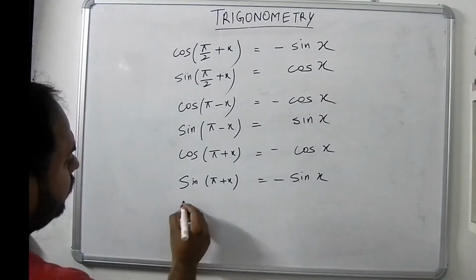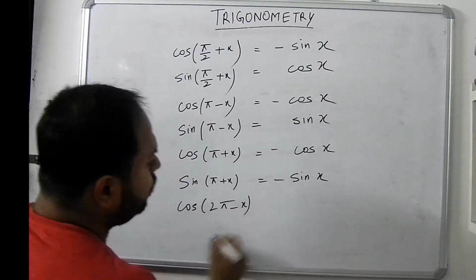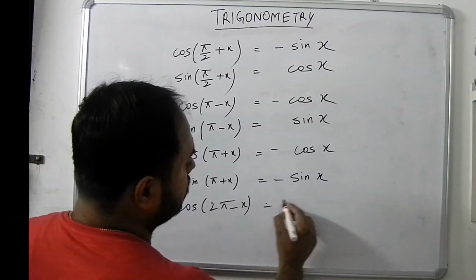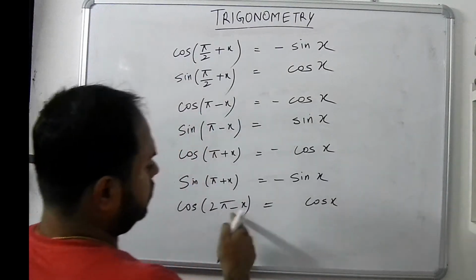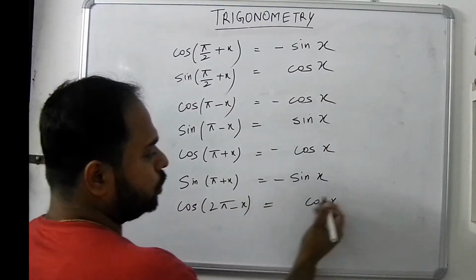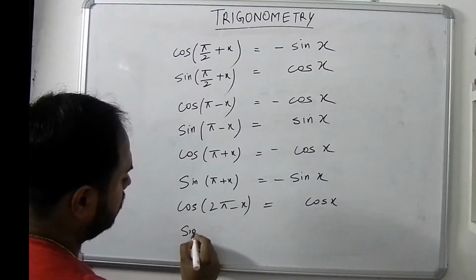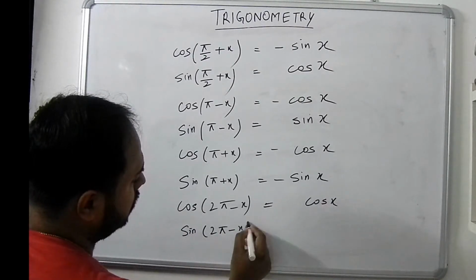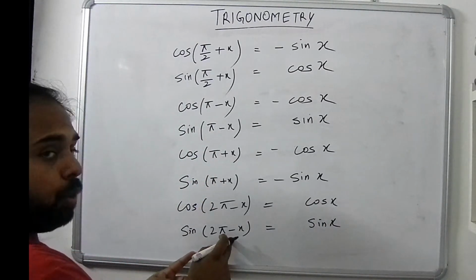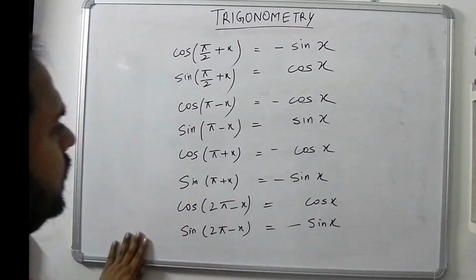Now cos of 2 pi minus x. I know for pi and 2 pi the cos remains cos, so it's cos x. It's 2 pi, 360, minus something, which falls in the fourth quadrant, where cos is positive, so that's absolutely fine. Now sine of 2 pi minus x. Since it's 2 pi, sine will remain sine, and in the fourth quadrant sine is negative, so this is minus sin x.